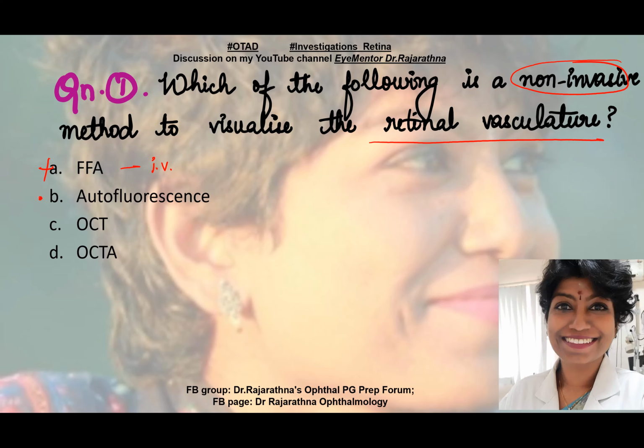OCT gives you an idea about the various retinal layers, a histology like picture, whereas it does not show you the retinal vessels. So no. Now what is OCTA? OCTA is OCT angiography. Okay, so it gives you a brilliant idea about the vessels. This is one of the latest techniques that we have in our arsenal.